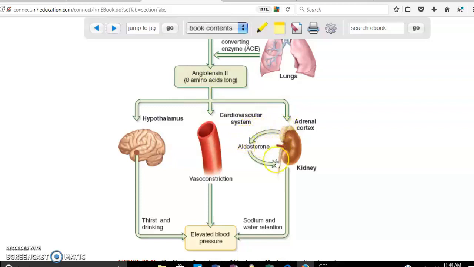Aldosterone will work in your kidneys, and it will retain sodium as well as water, and this will increase the blood pressure. Angiotensin 2 produces vasoconstriction, which increases blood pressure. In your brain it makes you feel thirsty, and that increases blood pressure. So then renin is released by the granular cells when the blood pressure drops.